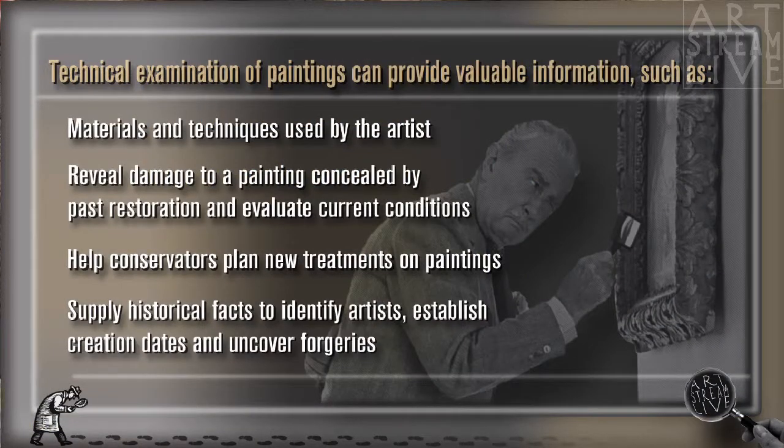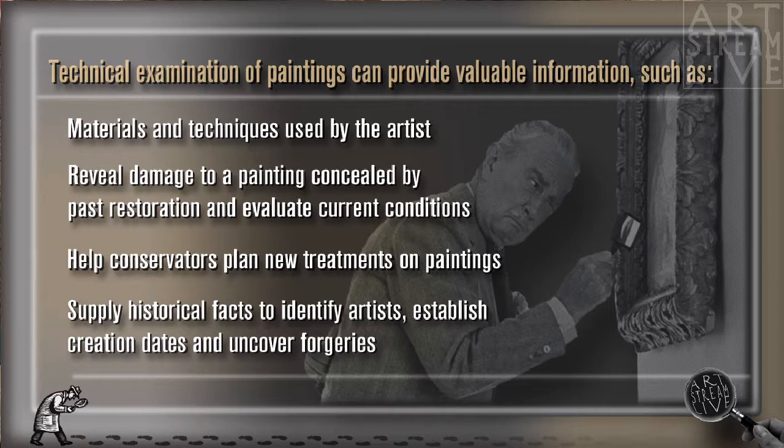We have several things going on another screen here. Technical examination of paintings can provide valuable information, and these are some of the things it's good for. You can find out the materials and the techniques the artist used. You can reveal damage to a painting that's been concealed by past restoration. Plus, you can look at the current conditions of it, find out what kind of shape it really is in. It'll help conservators plan new treatments on paintings. And then it gives you historical facts to help identify an artist, establish dates it was made, and another thing they're finding out, uncover fake pieces of artwork.